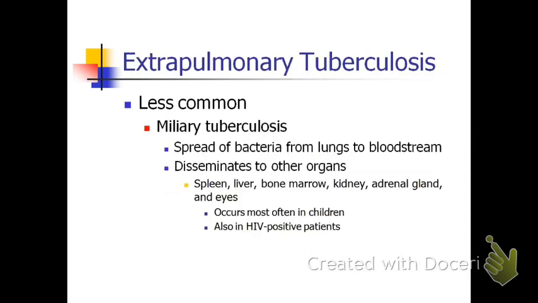So, extrapulmonary tuberculosis is also known as miliary tuberculosis. It is the spread of bacteria from the lungs to the bloodstream, which means that the infection goes out of the lungs. So, it is not only the lungs that would be affected in miliary tuberculosis. Organs such as the spleen, liver, bone marrow, kidney, adrenal glands, and eyes could also be affected. Now, it occurs most often in children and also in HIV-positive patients, probably because these people are immunocompromised.